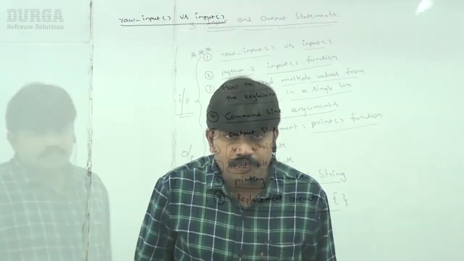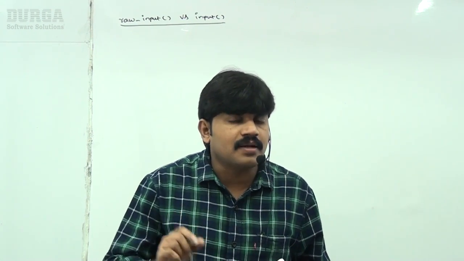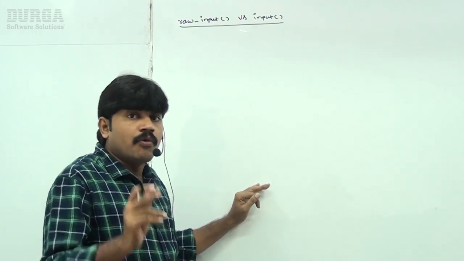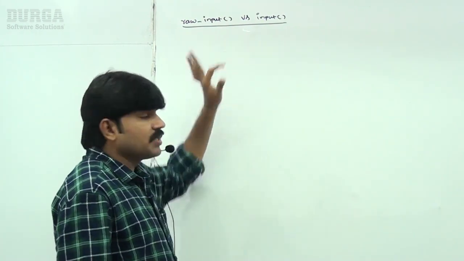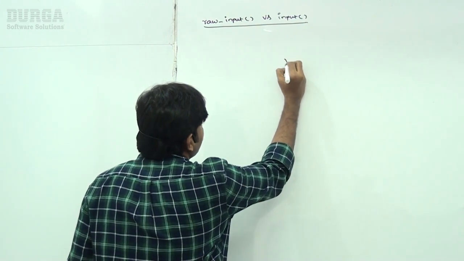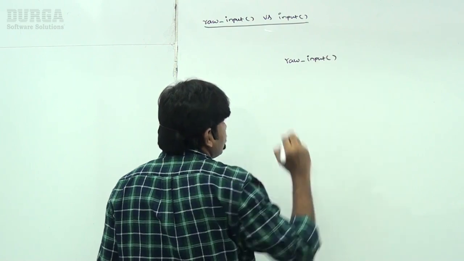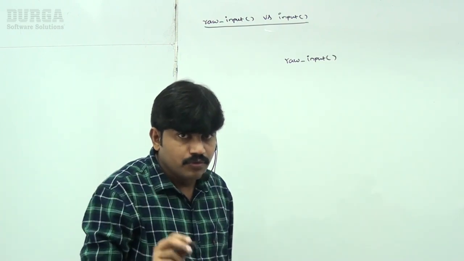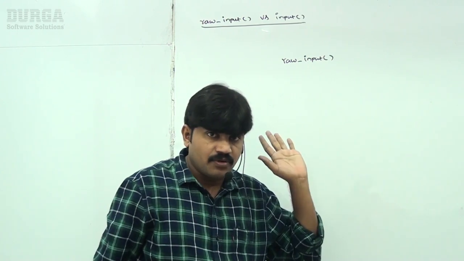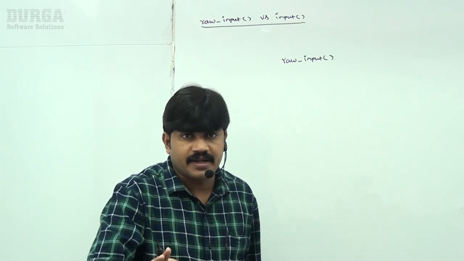Okay, the first subtopic, let me start: raw_input and input. There are 2 input functions available. What is the difference between these 2 things, I have to discuss. Can you please spell out what is the first one? raw_input. This function can be used to read the end user provided data. Of course, the normal input also can be used to read end user provided data.